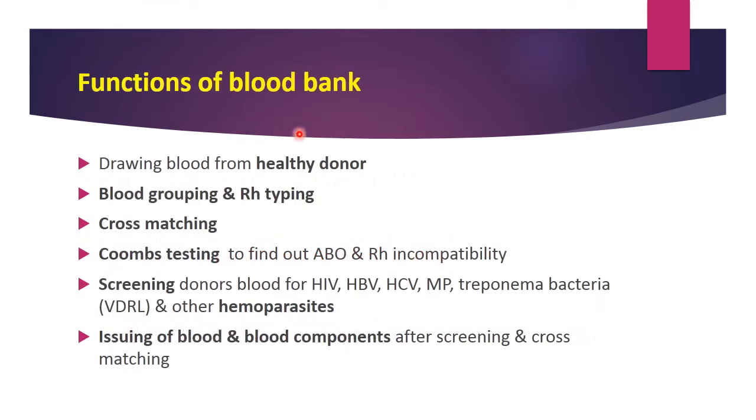Some of the functions of blood bank are listed down, which are the important functions of the blood bank. That is, drawing blood from the healthy donor, blood grouping and RH typing, cross matching, Coombs testing to find out the ABO and RH incompatibility, and screening of donors to detect the HIV virus, the hepatitis virus, that is HBV and HCV, malarial parasite, and treponema bacteria by the VDRL test. Other hemoparasites are also detected in this screening method. Issuing of blood and blood components after screening and cross matching. So after screening and cross matching we can issue any of the blood or blood component units.